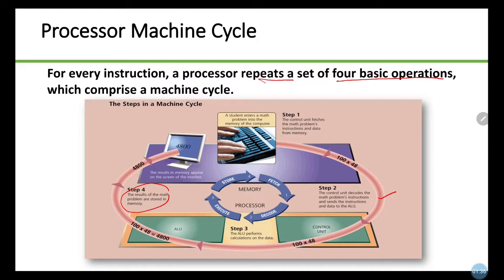Okay, so this is the processor machine cycle. It will do the fetching, it will decode the data, and then execute, and then it will store in memory temporarily until the user stores that information in, or transfers the information into, secondary storage such as a hard disk, your pen drive, or even transfers it to cloud computing.